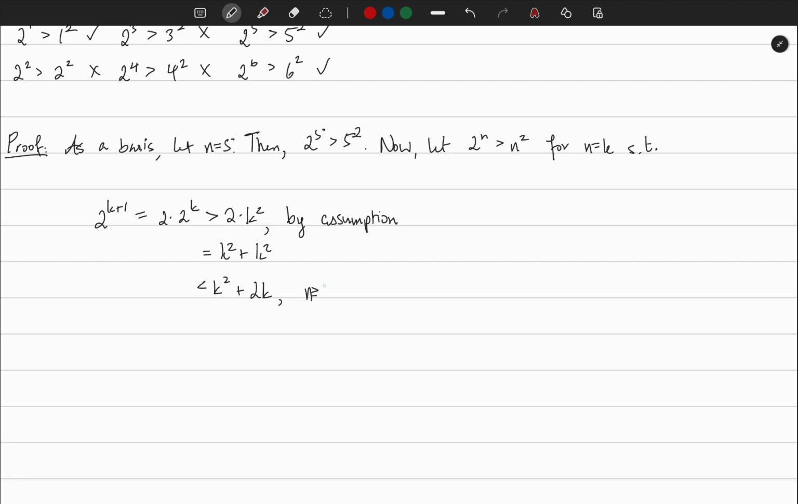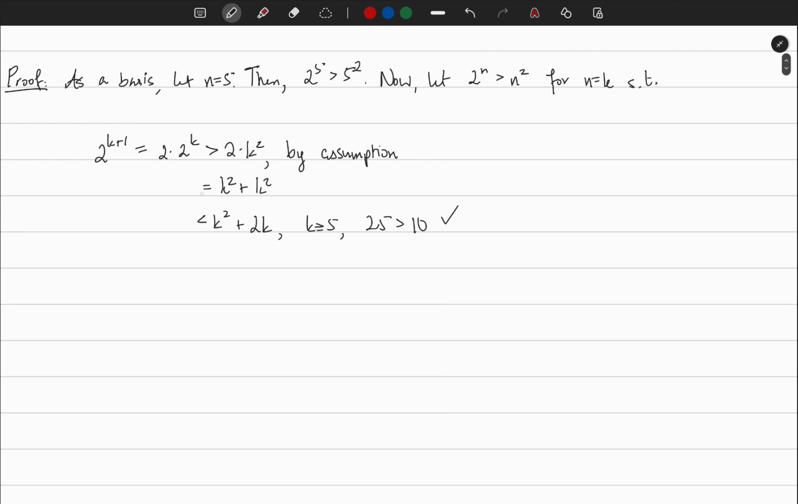Well, n is bigger than or equal to 5. If we take k to be bigger than or equal to 5, we can see that k squared, or 5 squared, is 25, and 2k for 5, so 2 times 5, is 10, so 25 is bigger than 10, that holds. Alright, but what do we have now?